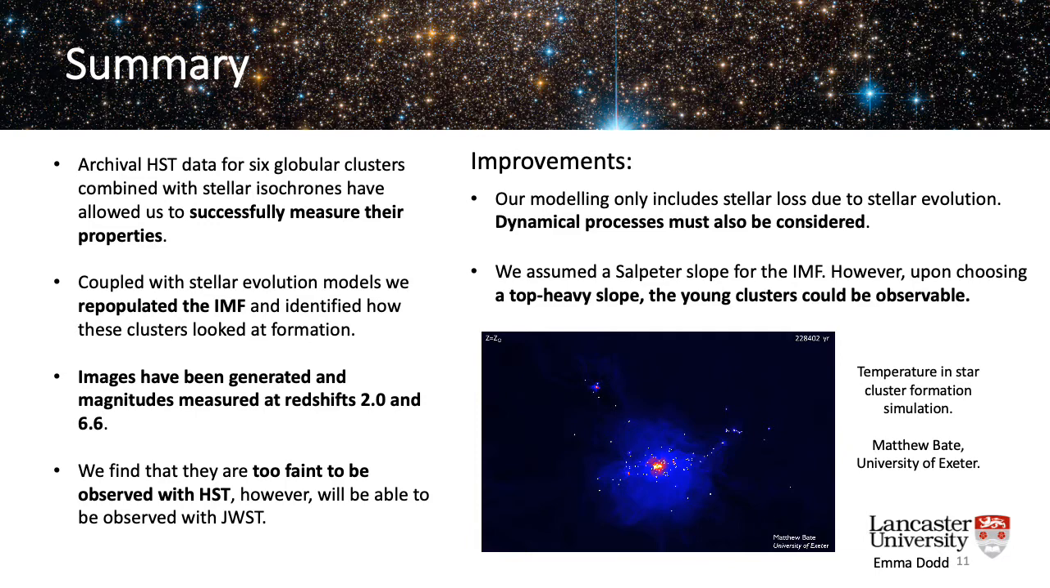However, there are many improvements that could be made to the modelling, such as including mass loss due to dynamical processes, and also investigating changing the slope of our initial mass function. These changes could mean that the young globular clusters are more massive and likely bright enough to be observable at high redshifts, which would be revolutionary for understanding more about star cluster formation.